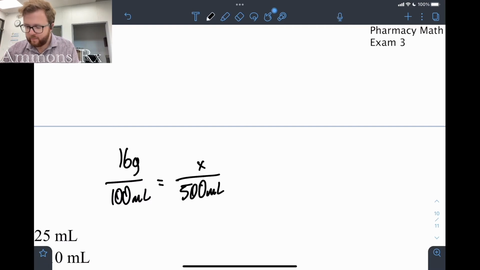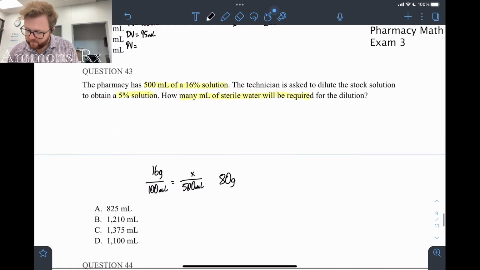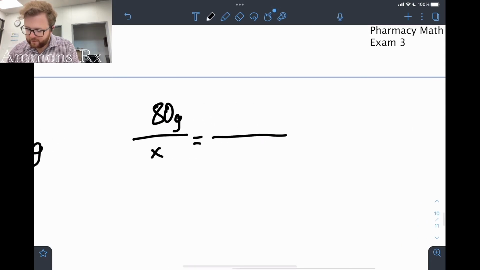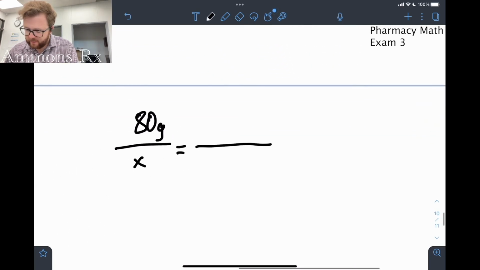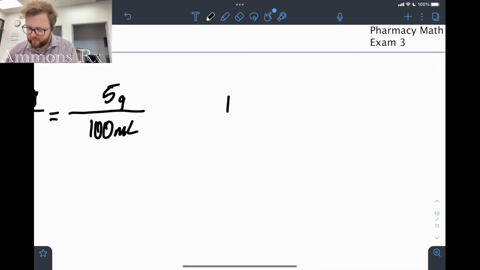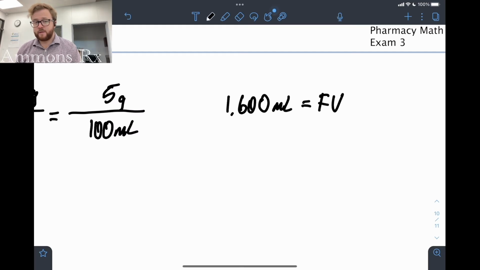How much drug do we have? We had 80 grams of drug. Okay, so we need to dilute it to a 5% solution. So we need to take our 80 grams and put it in an unknown solution to obtain what concentration? 5%. So 80 times 100 divided by 5 is equal to 1,600. So 1,600 is our final volume.